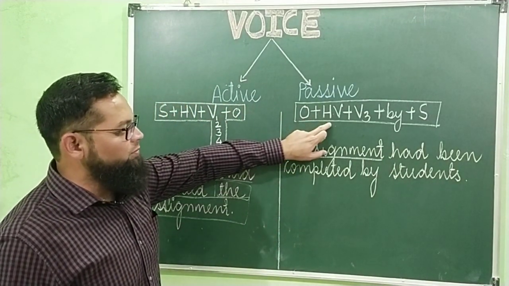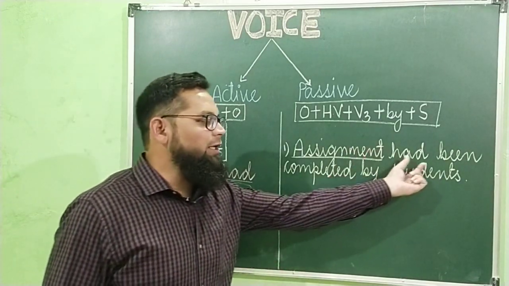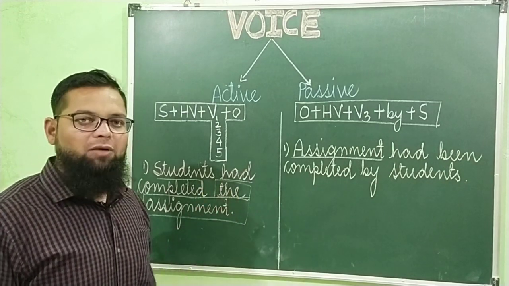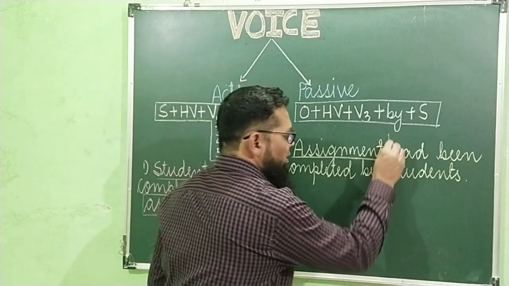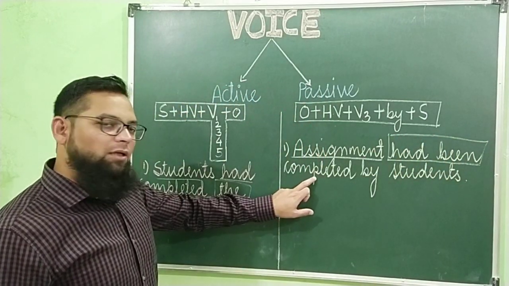After that helping verb. What is the helping verb? Had. Had is converted to had been in passive voice. Had जब भी helping verb रहेगा तो passive voice में convert करते टाइम had क्या में convert हो जाएगा? Had been. Completed third form of the verb.